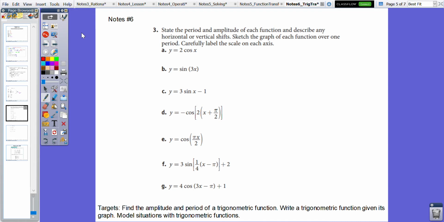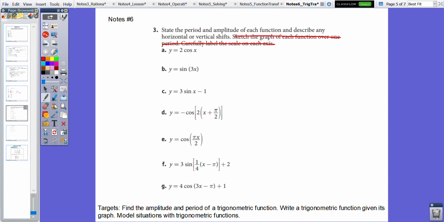Okay, so for this first example, it says, for these problems, state the period and amplitude of each function and describe any horizontal or vertical shifts. Once again, we're not going to sketch the graphs, but I'm going to show you what those graphs look like when they're transformed. Okay, so really all we're doing is just the first part here. I'm going to scratch out this guy so that way you don't get confused as to what we're doing here. Okay, so the period and amplitude.